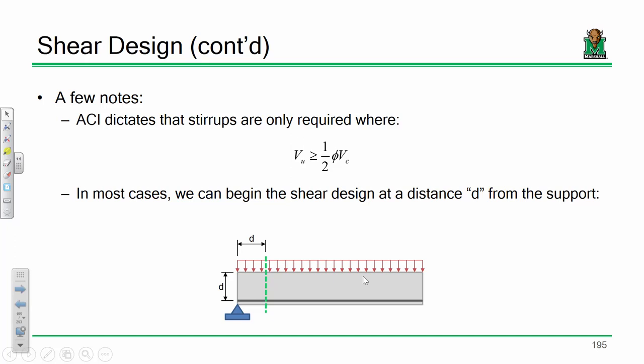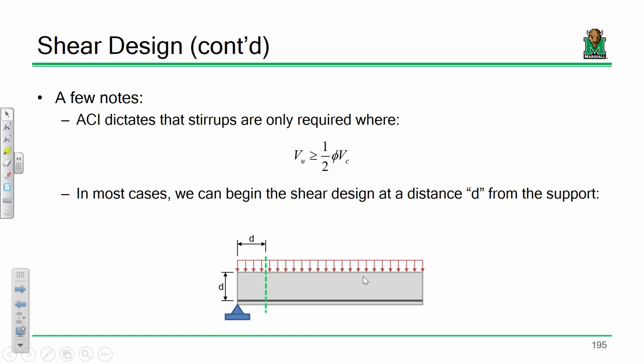Now, I have here a bullet that says, in most cases, we can begin the shear design at a distance d away from the support. What that means is this. I have an image here of a beam, let's say it's simply supported, and I've got a load on top of it. In most cases, I can compute the shear at a distance d away from the support, and I use this shear right here to begin my design.